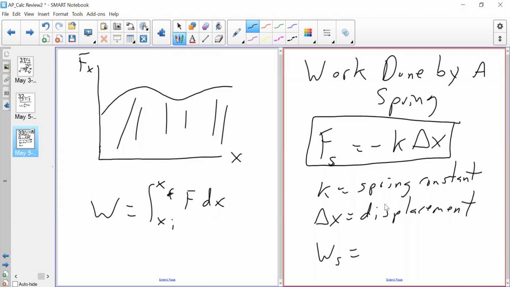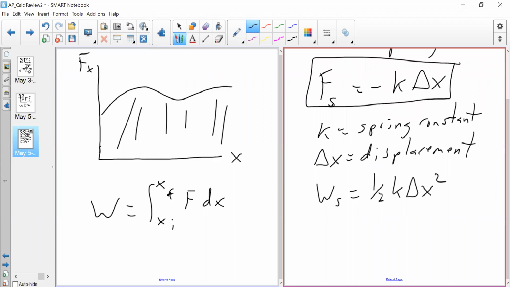So the work done by a spring is 1/2 K delta X squared, which is just the integral of force. So it's a spring potential energy, if you will. Work done by the spring, which is the potential energy of the spring, is really the same thing. So there's your spring potential energy, 1/2 K delta X squared.